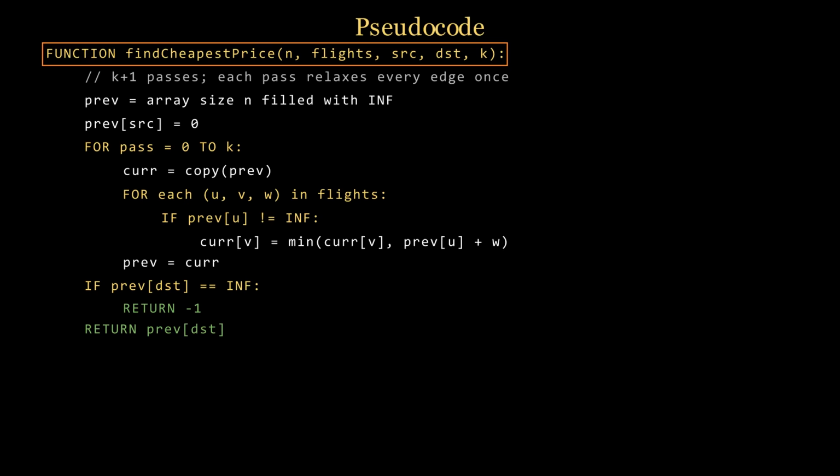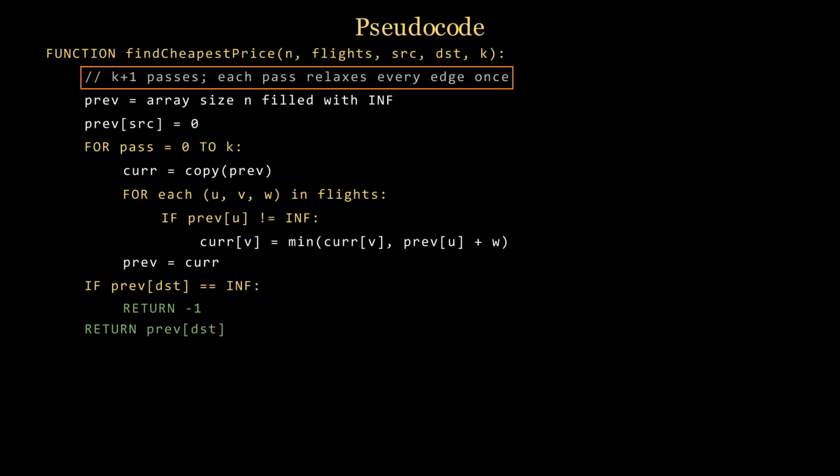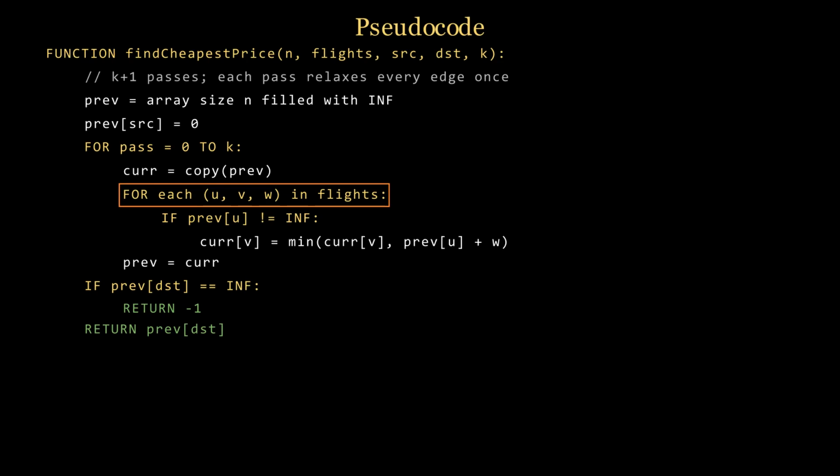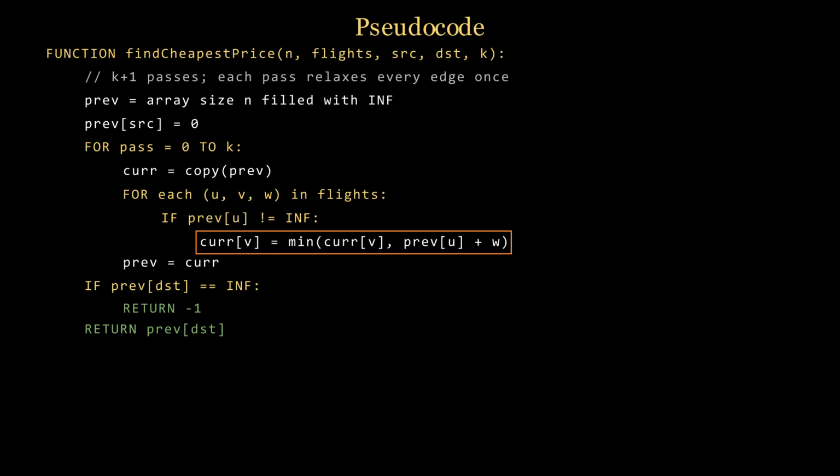Function takes N, flights, source, destination, and K. Comment, run K plus 1 passes, each pass touches every flight once. Build previous array of length N filled with infinity. Source distance is 0. Outer loop, pass runs from 0 through K inclusive. Start each pass by copying previous into Cur. Inner loop walks every directed flight edge. If the tail U is still unreachable in previous, skip. Otherwise relax, maybe lower the cost to V. After all edges, commit Cur as the new previous. If destination stayed unreachable, return -1. Otherwise return the cheapest cost at DST.